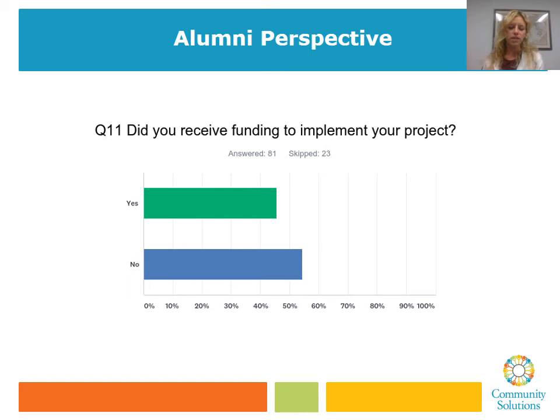To provide some perspective on how many alumni actually received funding for their projects, here's their responses. You can see that about half, a little over half, of people who responded did not receive funding for their project, whereas a little over 40% of respondents did receive some funding. So do keep that in mind for a bit of perspective for what alumni have experienced implementing their projects.